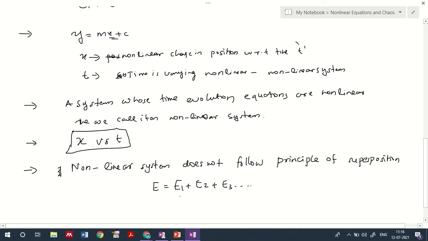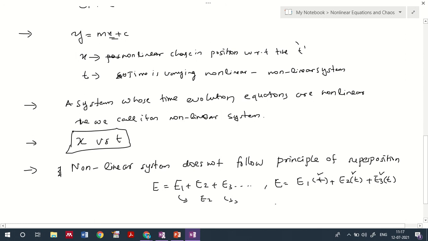Here E1 will be different, E2 will be different, and E3 will be different, and the dependency on E. For example, if I represent this in terms of time, E will be E1 of t, E2 of t and E3 of t, all varying linearly with time. If that is the condition, then we can apply the principle of superposition.